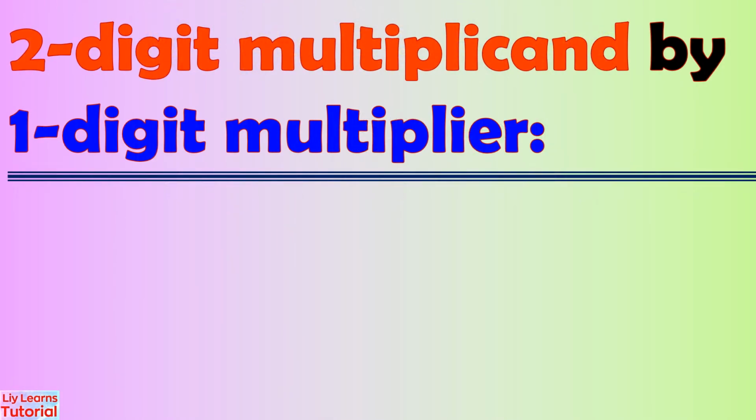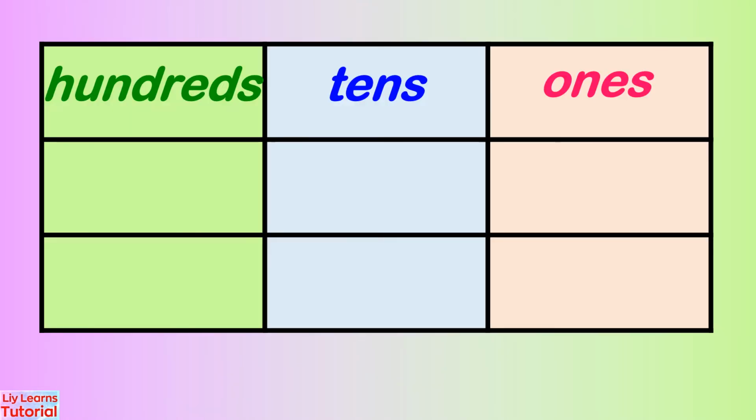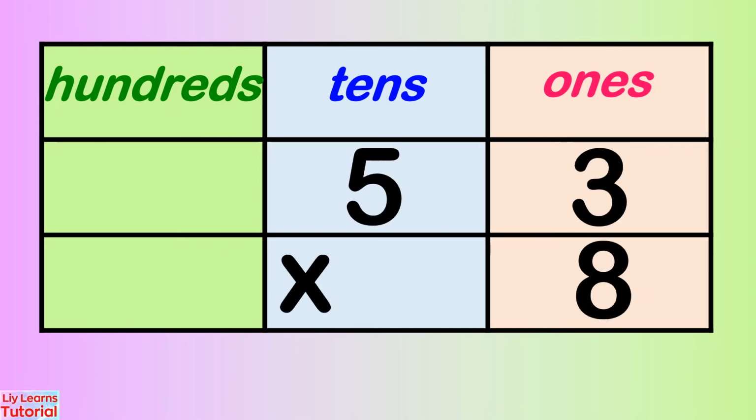Let me show you the steps in multiplying 2-digit multiplicand by 1-digit multiplier. Let's solve 53 times 8. Remember, align the numbers to the correct place value. Ones, tens, hundreds, and so on. 53 times 8.